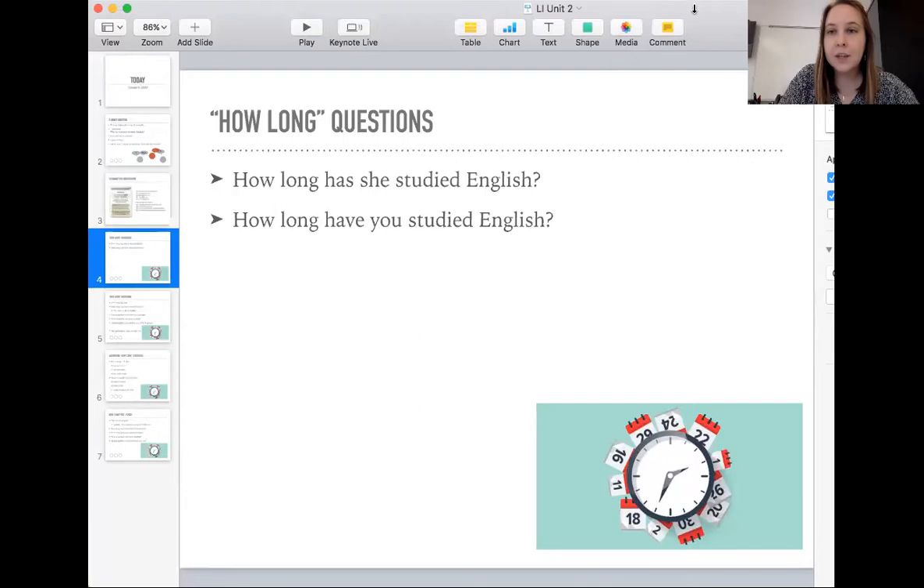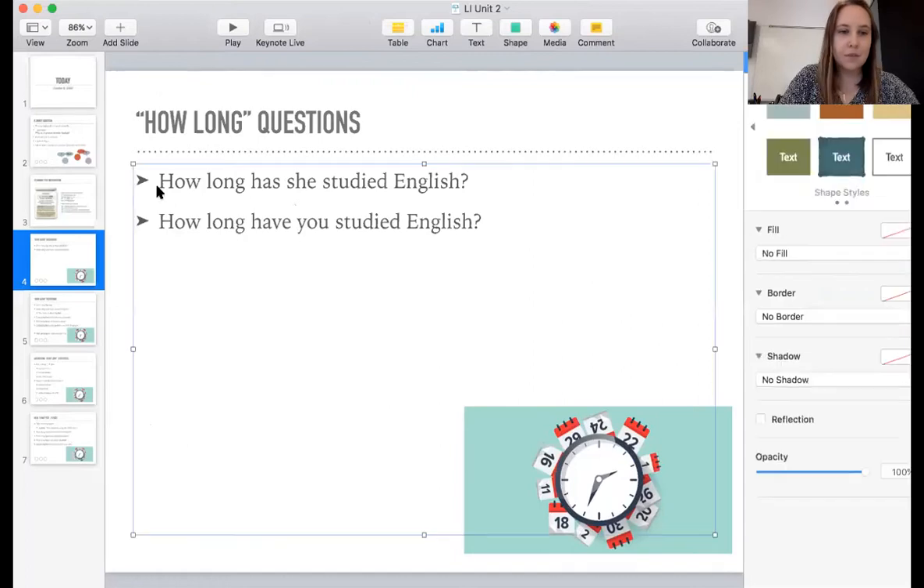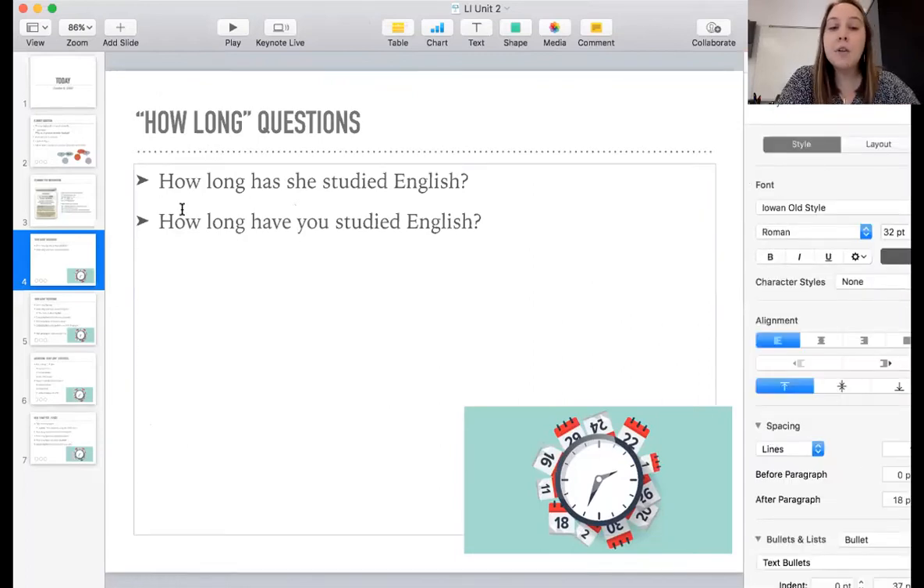So let's look at how this is structured. Let's look at how we say these questions. I'm going to share my screen with you. All right, so here you see these two examples. The first example says, how long has she studied English? Then the second says, how long have you studied English?